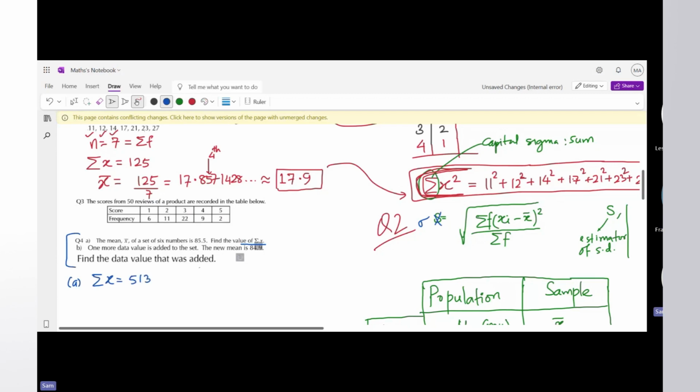Next, one more data value is added to the set. The new mean is 84.9. So let us call x bar new. X bar new is 84.9. And what is this equal to now? This is 513 plus x over how much?